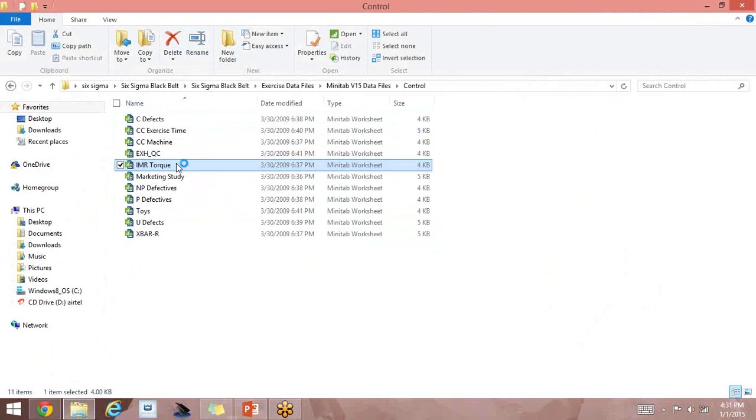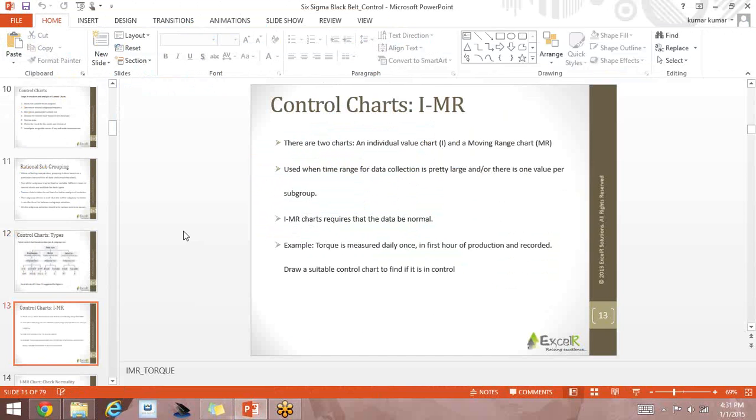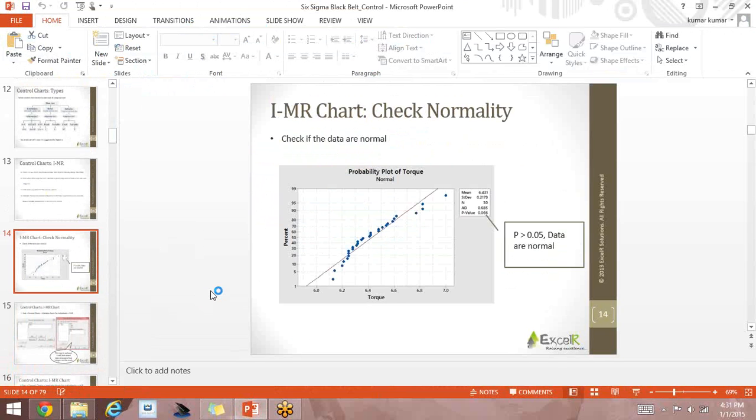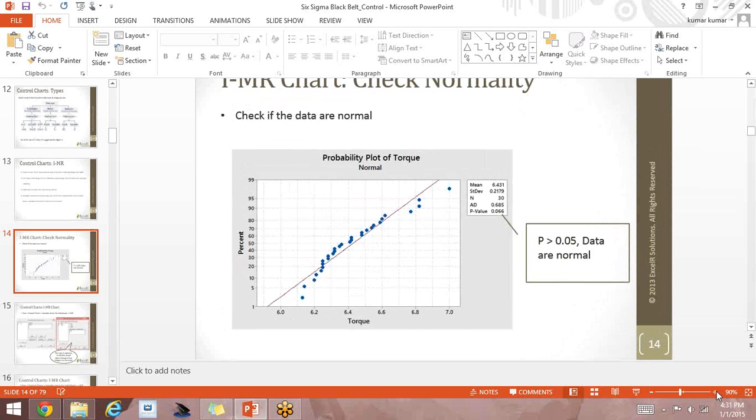I'm opening this. Just give me a minute. While that opens, let me show you here. The first thing is we need to check whether the data are normal. Only if the data are normal, you can proceed with the IMR chart. I think it's still coming up. When you plot, it will look like this exactly. This is the same screenshot. And if you see the p-value, it's greater than 0.05. It is 0.066, which is greater than 0.05. Hence, you claim that data are normal.